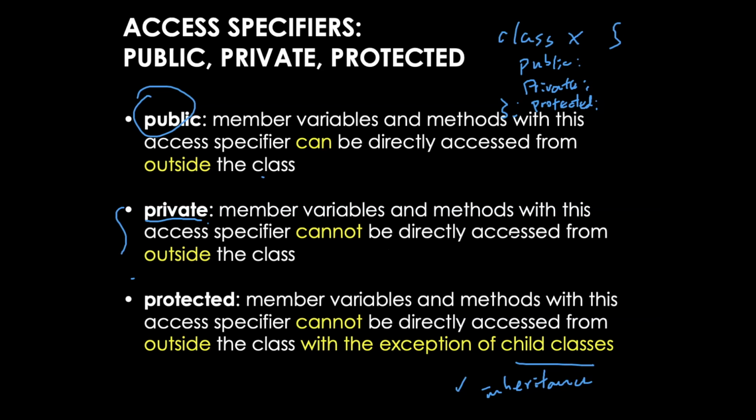So if you have an inheritance structure, where maybe you have a parent class, and this parent class has an offspring, let's say a child, this child can access this parent's protected member variables and methods. Meaning protected members are accessible by that parent's child class, or the child's child.